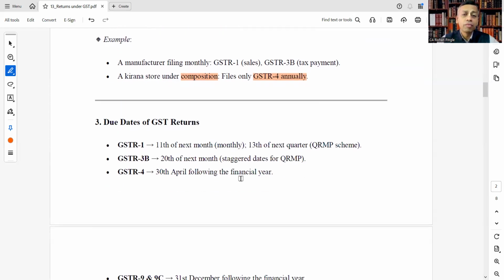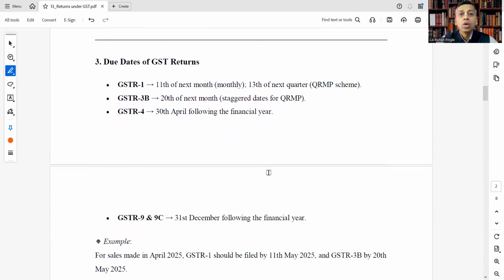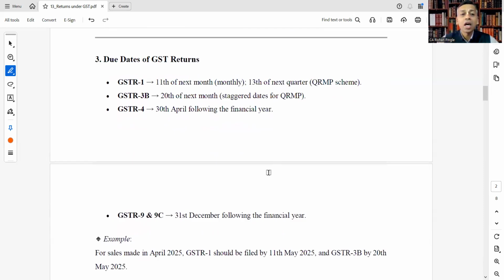After types of returns, we move on to the due dates of GST returns. There are various due dates to file these returns. For GSTR 1, the 11th of the next month if you are following monthly periodicity, and the 13th of the next quarter if you are under the quarterly scheme. GSTR 3B, the 20th of the next month, and for quarterly filers, the 25th of the next quarter based on state-level dates. GSTR 4, 30th April following the financial year.